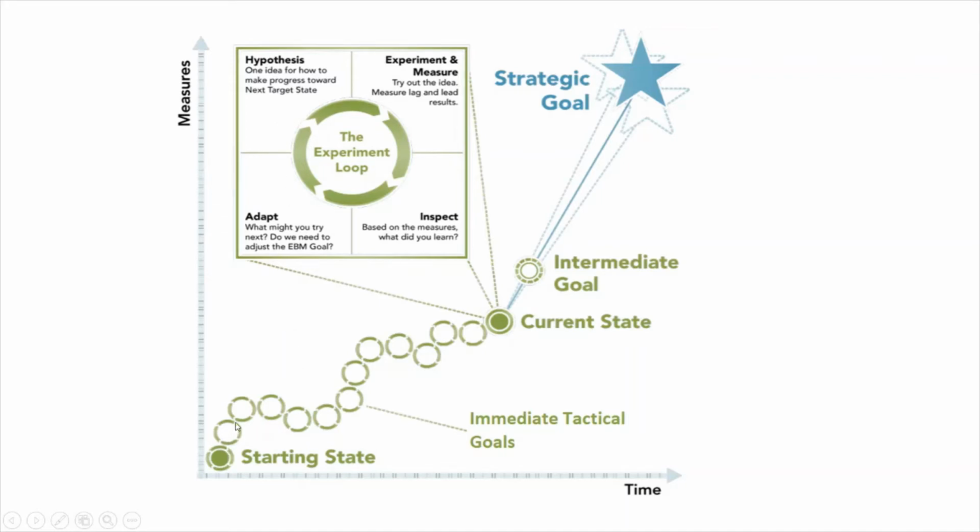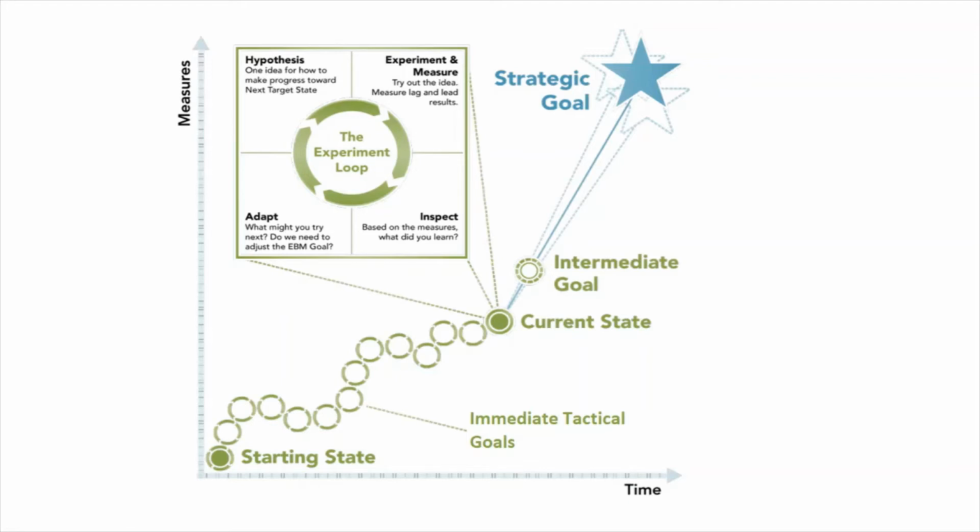Okay, and doing this, we're going from our starting state, and the starting state represents the initial point where the organization is compared to the strategic goal, right? And running the experiments, we go step by step to achieve our intermediate goal. Okay? Any questions about this scheme?